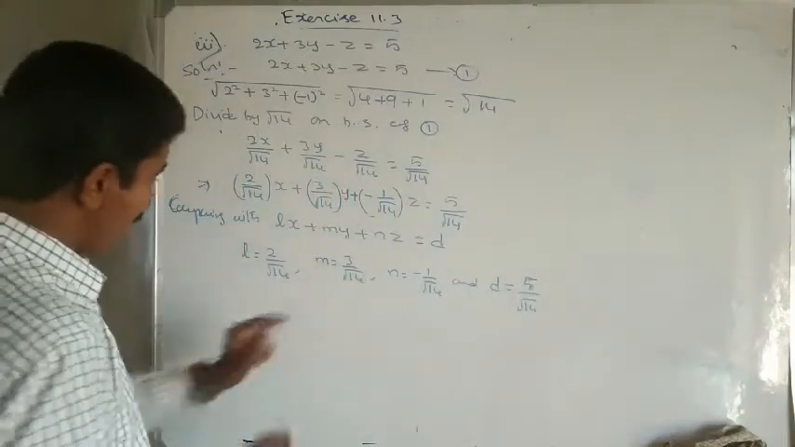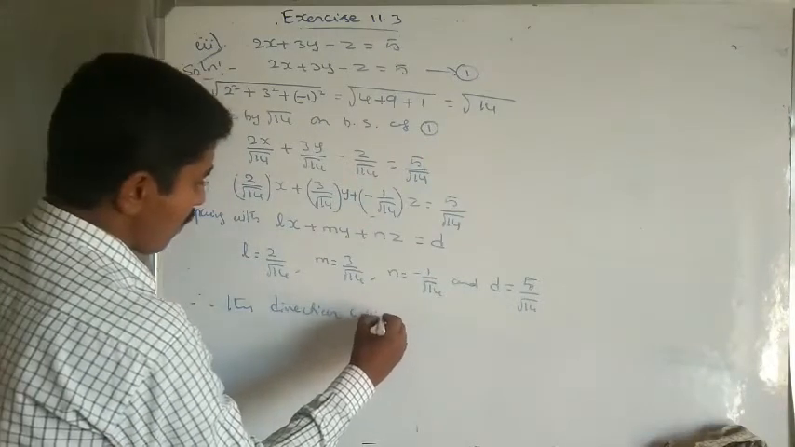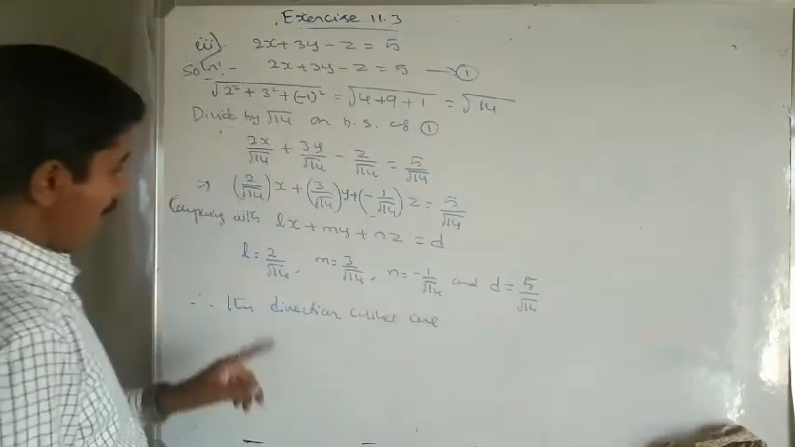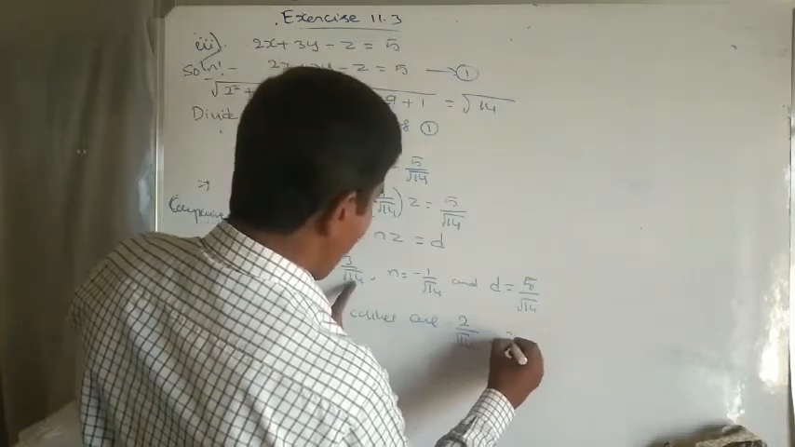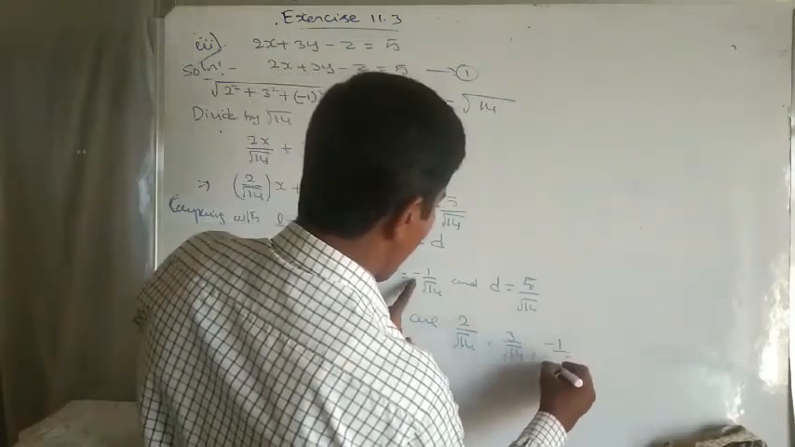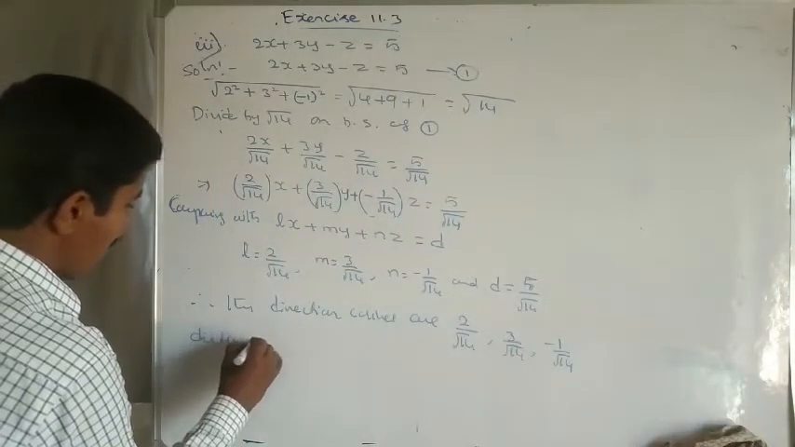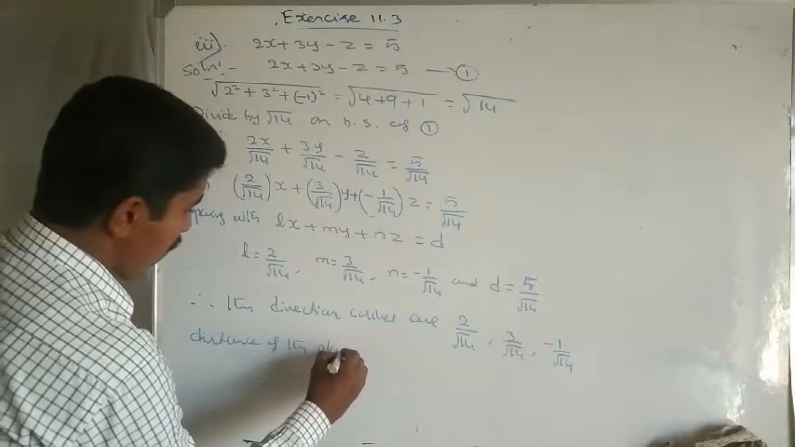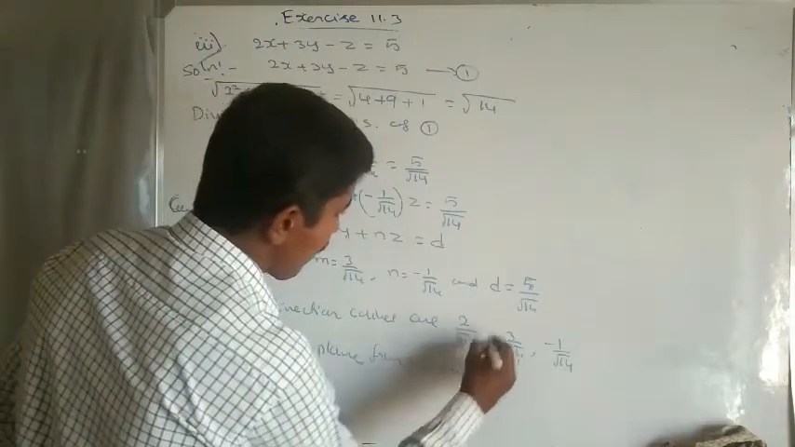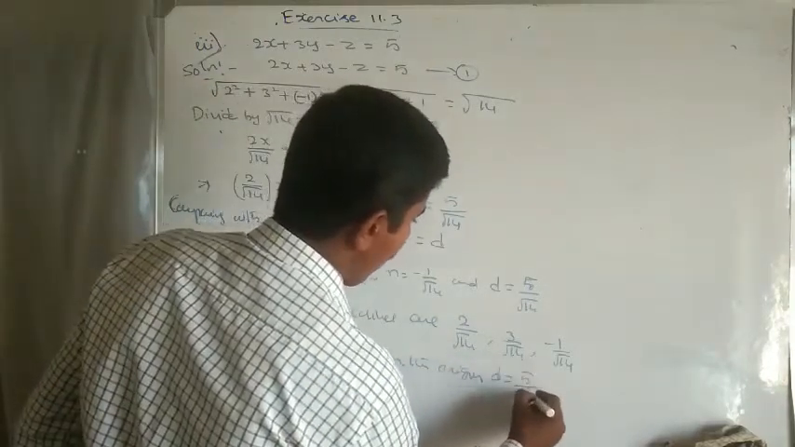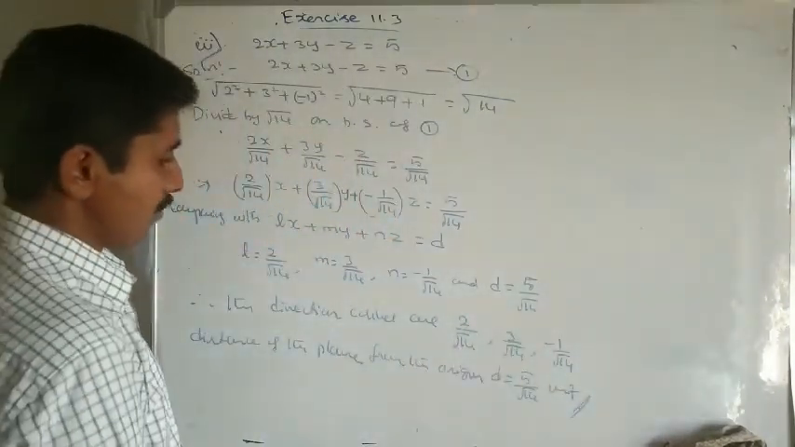Direction cosines are L, M, N. Therefore, the direction cosines of the normal to the plane are L, M, N: L is 2 by root 14, M is 3 by root 14, N is minus 1 by root 14. And the distance of the plane from the origin, D, is equal to 5 by root 14 units.